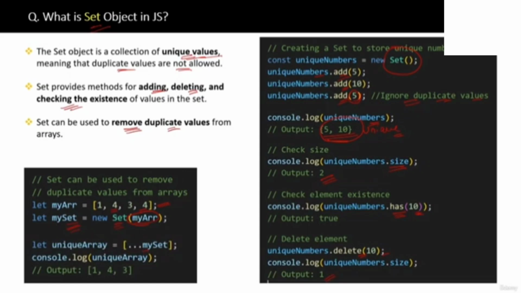Finally, you can use the spread operator and square brackets to convert this mySet back into an array and assign it to the new unique array. Okay, and if you log it, then you will see that this new unique array will only contain the unique elements. Okay, that is the great story about set, which is now set and fixed in your mind.